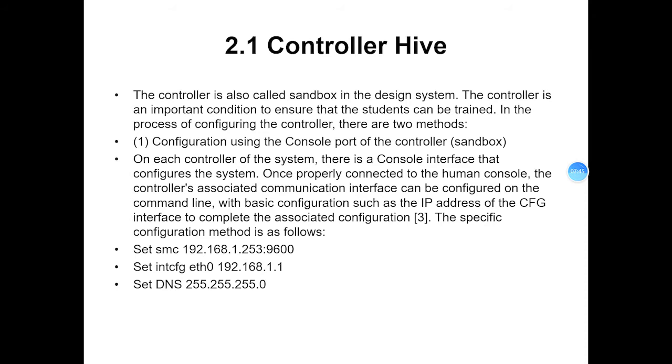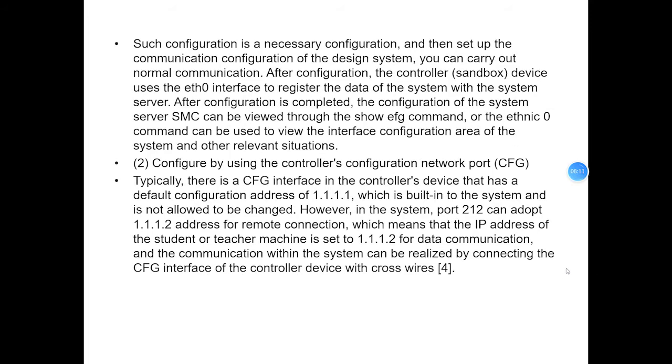Once properly connected to the console, the controller's associated communication interface can be configured on the command line with basic configurations such as the IP address of the CFG interface to complete the associated configuration. The specific configuration method is as follows. Such configuration is a necessary configuration, and then set up communication configuration of the design system. You can carry out normal communication.